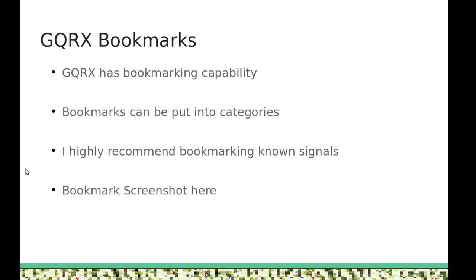So GQRX has bookmarks. We covered that a little bit last week. In a moment, we're going to do an exercise where we go through and bookmark a bunch of stuff. Bookmarks can go into categories. Maybe you want a 2-meter category, maybe a wideband FM category, maybe an unknown signals category. And in a couple of weeks, when you do the CTF here, you'll want a category just for the signals that you find in the CTF.